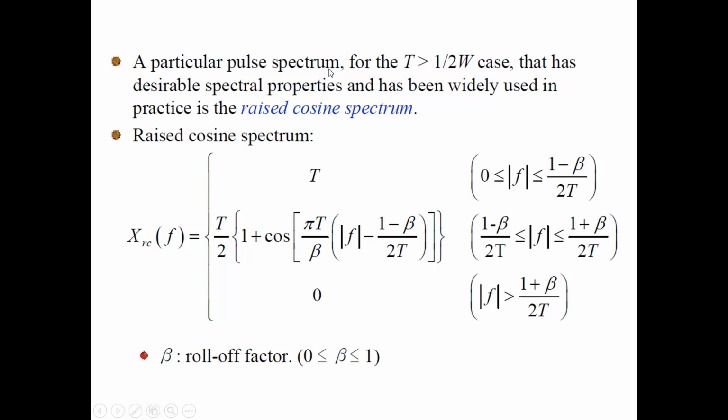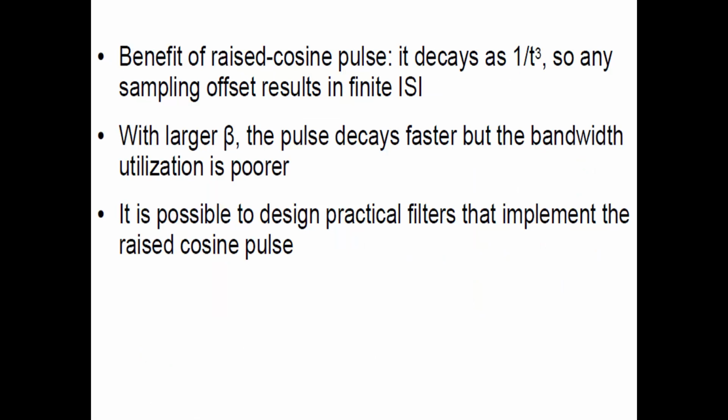Now, what should be the type of pulse that can achieve this goal? A particular pulse spectrum for this case that has desirable spectral properties has been widely used in practice, and that is the raised cosine spectrum. This is the raised cosine pulse, right? The beta value is the roll-off factor, right? So if you design a pulse using this formula, you will be able to get zero ISI.